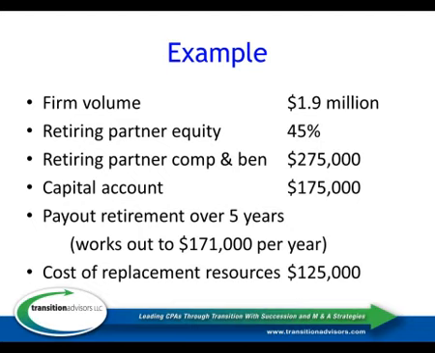The two types of non-competes that you need to consider are what's considered a professional non-compete, which is saying you can't practice as a CPA for a specific period of time in a specific area. And the other kind is client-specific non-competes, which says you can't take clients or provide services to the clients of the firm for a specific period of time.